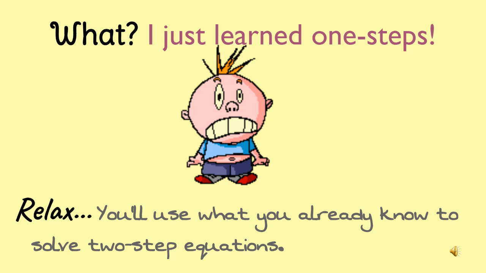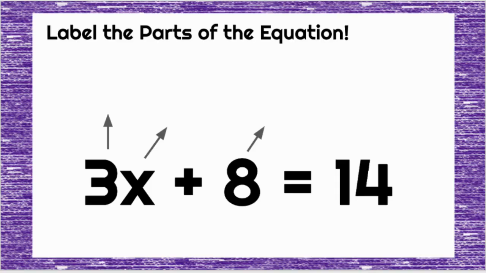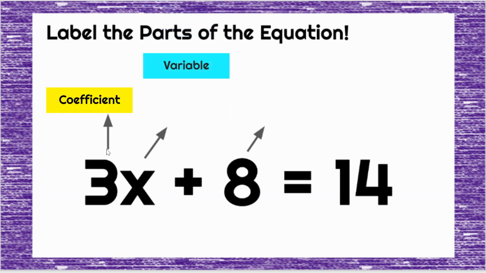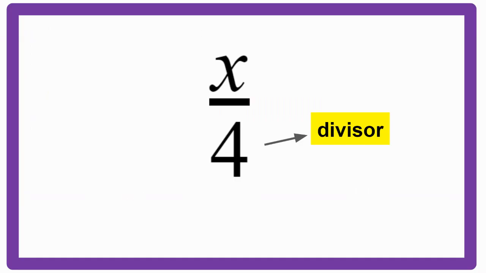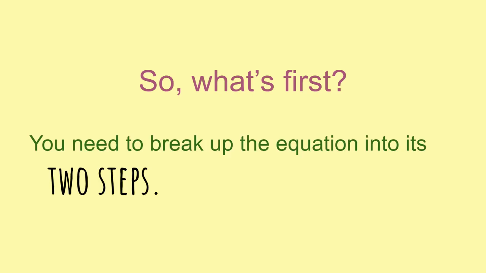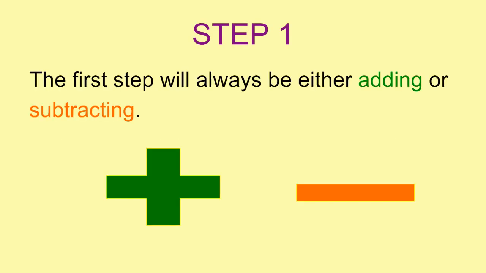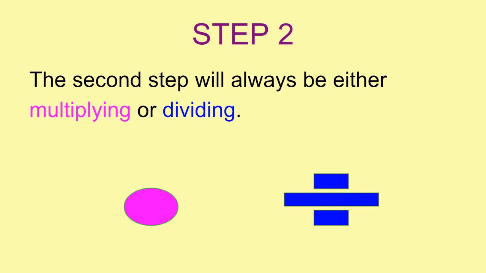Okay, so instead of doing one thing, like just adding or just multiplying in a 1-step, we're going to do 2 things. Okay, again, let's remember that we have the coefficient, the variable, the constant, and the divisor. Those are important to know. All right, so what's first? We're going to break the equation up into 2 steps. So step 1, we're always going to add or subtract first. And we're going to add or subtract the constant. Step 2, we're always going to multiply or divide. And we're always going to be multiplying or dividing the coefficient or divisor.